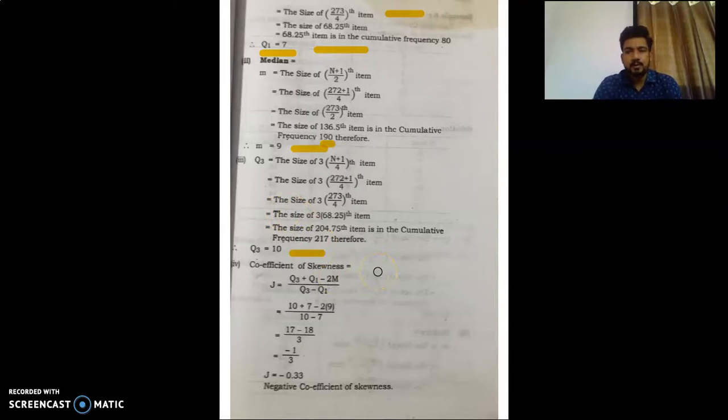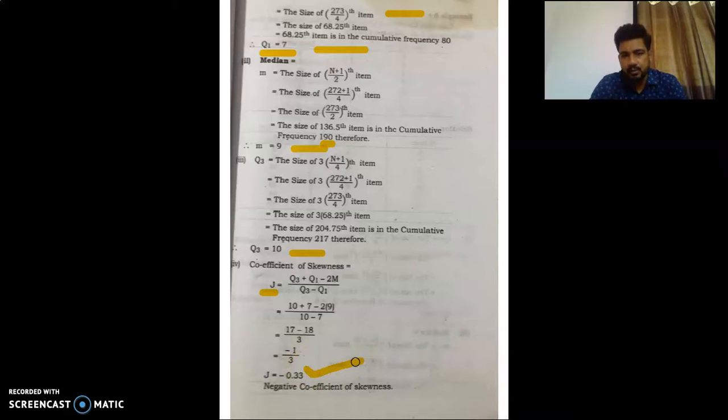Coefficient of skewness equals (Q3 plus Q1 minus 2m) divided by (Q3 minus Q1). Q3 we have 10, plus Q1 we have 7, minus 2 in bracket m we have 9, divided by 10 minus 7. 10 plus 7 is 17, minus 2 multiplied by 9 is 18, divided by 3. 17 minus 18 is minus 1, divided by 3. It will be minus 0.33.